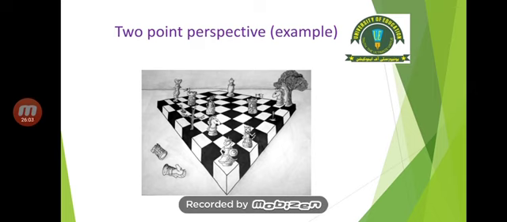In this example, you can easily identify that it is a chessboard, but it has been viewed from the front, and now it is showing two vanishing points, one starting from the center and vanishing towards the right end where the tree is situated, and the second starting from the front and moving ahead towards the left corner.